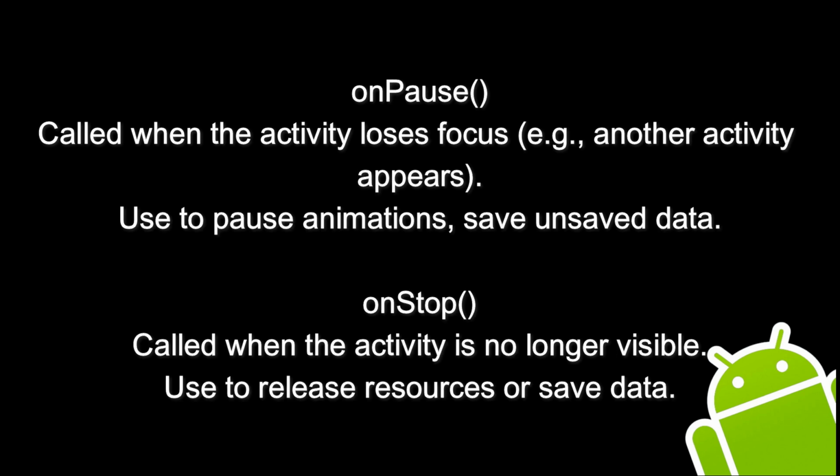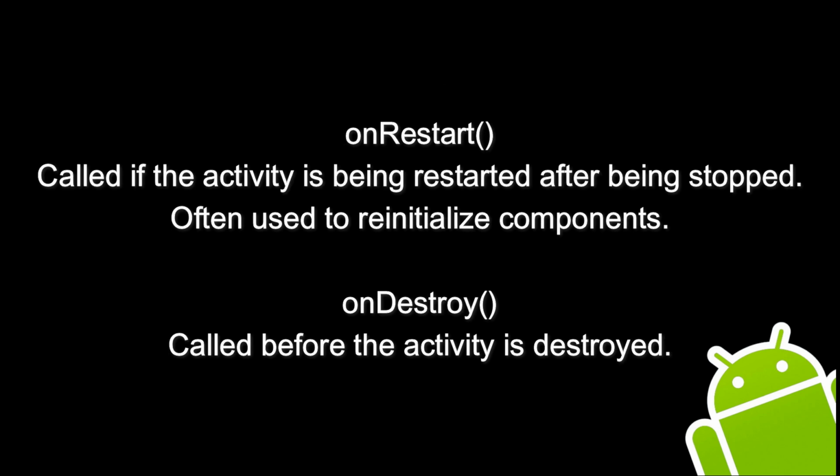onPause: called when the activity loses focus, e.g., another activity appears. Used to pause animations, save unsaved data. onStop: called when the activity is no longer visible. Used to release resources or save data. onRestart: called if the activity is being restarted after being stopped, often used to reinitialize components. onDestroy: called before the activity is destroyed.